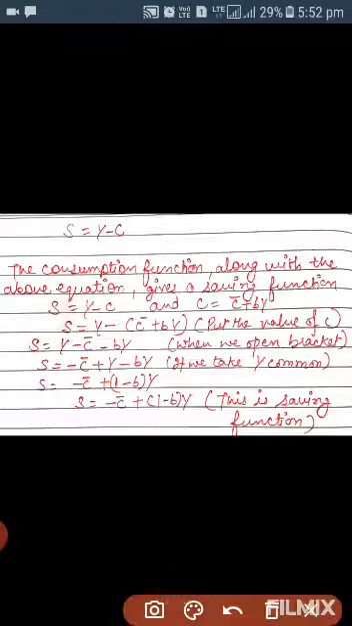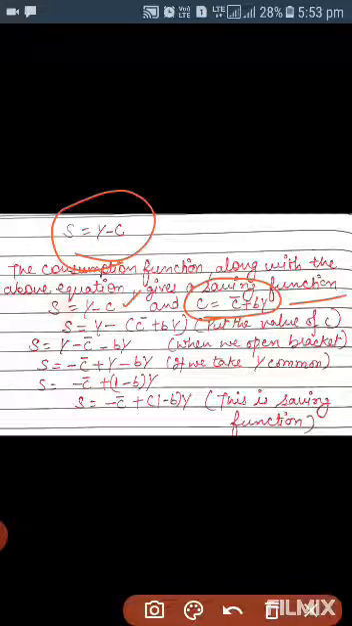Consumption function along with the equation, saving is equal to income minus consumption, gives the saving function, that is, S = Y - C. If we take consumption out of income, then obviously saving will remain. And we have already done the consumption function in the form of an equation: C bar, the autonomous consumption, plus b, the marginal propensity to consume, into Y, income.